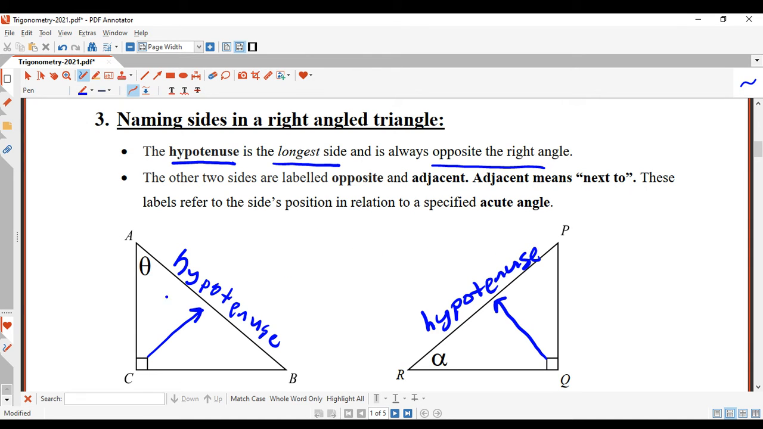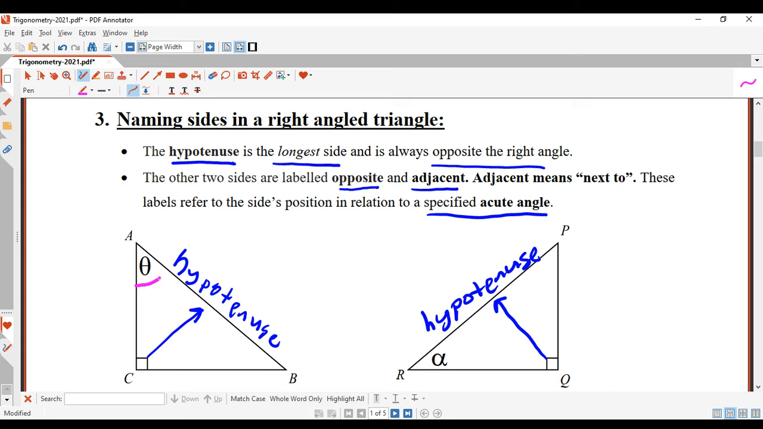Now, in trigonometry, the other two sides in your triangle are named opposite or adjacent. These are specific words and they refer to the position of the side in relation to a particular angle. Adjacent means next to. So if I go to the side which is next to the angle, here's my acute angle. These sides, opposite and adjacent, are named according to a specific acute angle. In this triangle, there's my right angle, and I've got two acute angles here. One of them is marked with the letter theta. So this is the actual angle that I'm referring to.